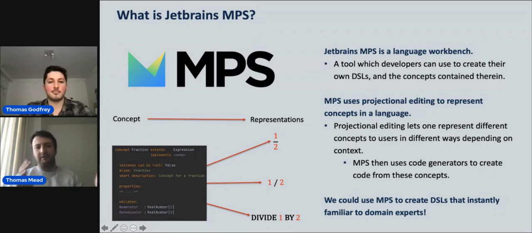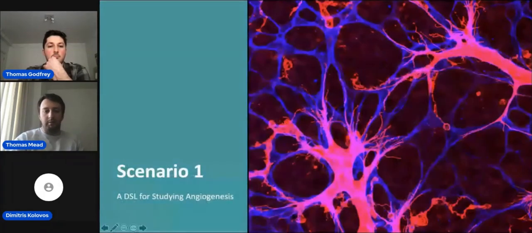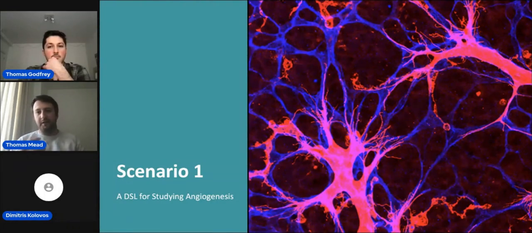But once you have your concept and how you represent this to your users, what you can then do is translate this directly into code. And this is something that I leverage in my project quite a lot. And essentially, we are hoping we can use MPS to create DSLs that are instantly familiar to the domain experts that we are interacting with. So I'm going to talk a little bit about my project and its relation to building a domain-specific language for an ABM.